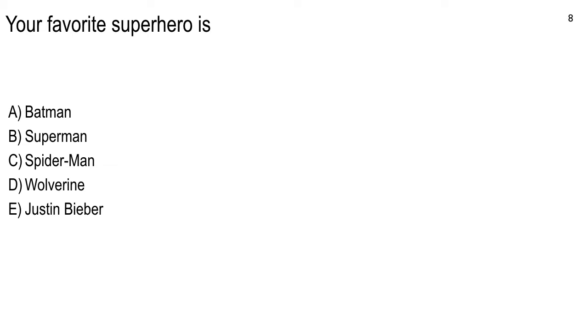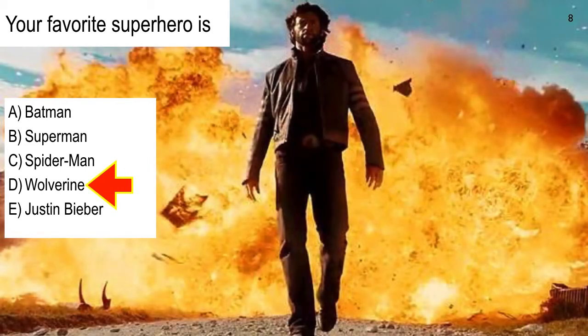Ooh, I see. Batman, Superman, Spider-Man, Wolverine, and Justin Bieber. And I'm glad nobody's voting for E. Now this is just a practice question, and we're going to be using clickers every day with scientific questions, not goofy superhero questions. In my opinion, this is the answer: Wolverine, the best and the mightiest of them all.